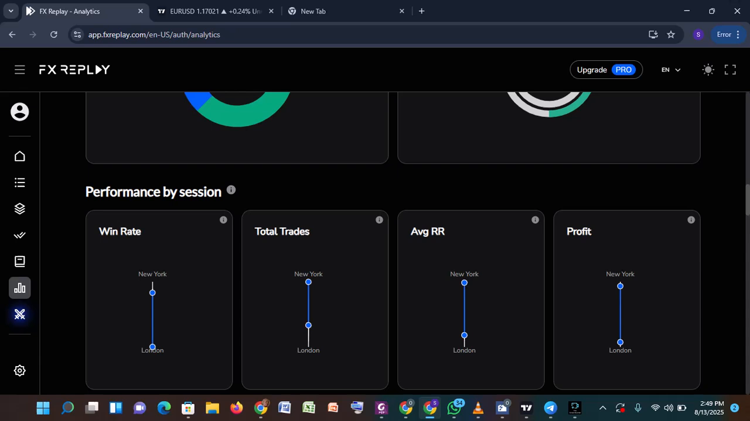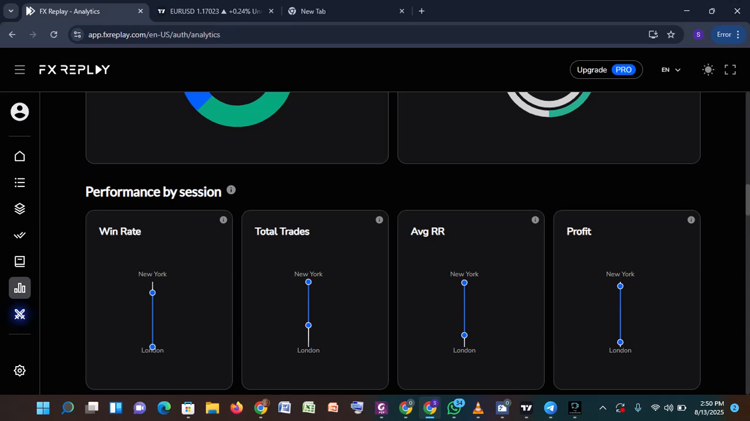So here we have performance by session, win rates, London session to New York session. I have more win rates in London session, 50% win rate in London session. When it comes to New York session, you can see my win rates drop, right? So this helped me to focus, if I want to be trading live, right? This helps me to know which session I have more winning trades, then I can focus more on that session to have additional winning trades in the future, right?